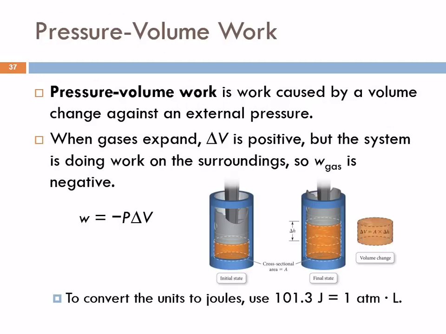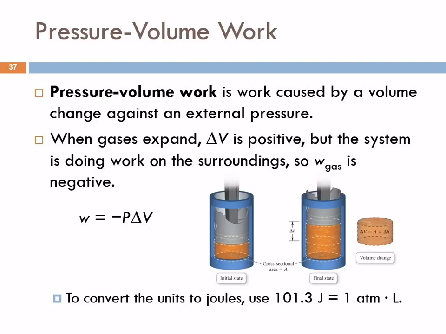So we've been talking about Q, the heat. We also need to talk about work. There are different forms of work. One is known as pressure-volume work. This is work caused by a volume change against an external pressure. There is atmospheric pressure, and so if you expand something, you're working against an external pressure. The change in volume is positive because it's getting larger, but the system is doing work on the surroundings, and that means that the work itself is negative.